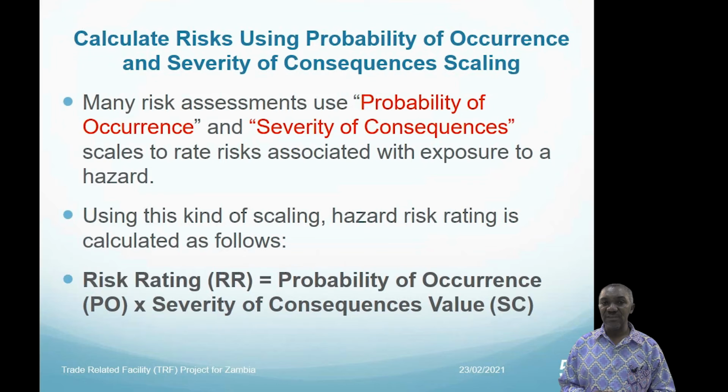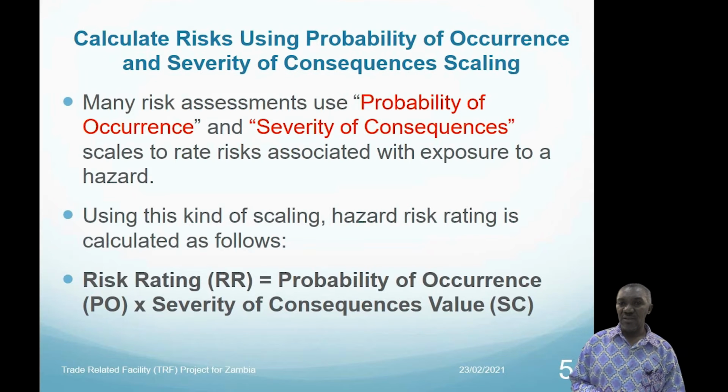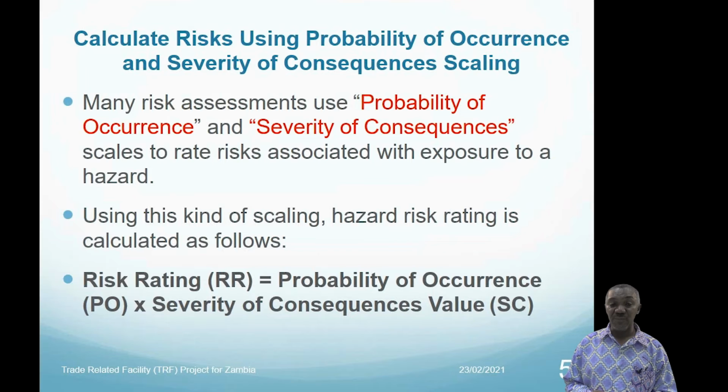So how do we go about quantifying the probability of occurrence and also the severity of the consequences? Many risk assessments use this methodology where you use the probability of occurrence and the severity of the consequences in order to rate the risk that is associated with the exposure to a particular hazard. In this case, we are talking about food safety hazards, chemical or biological or physical hazards.